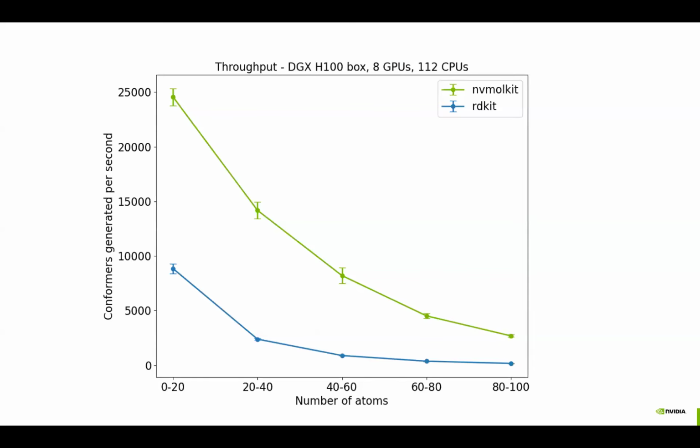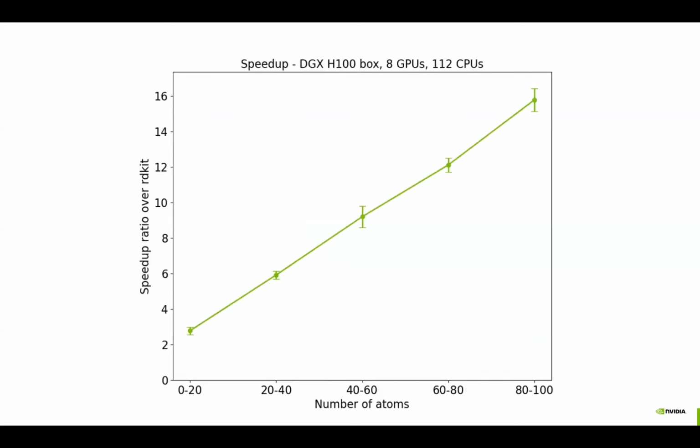Our throughput and performance is similar to with MMFF relaxation, and that's because the minimizer dominates the runtime. So the trend is the same. Our performance isn't quite as good. So instead of getting up to 20x, we're up to 15x.